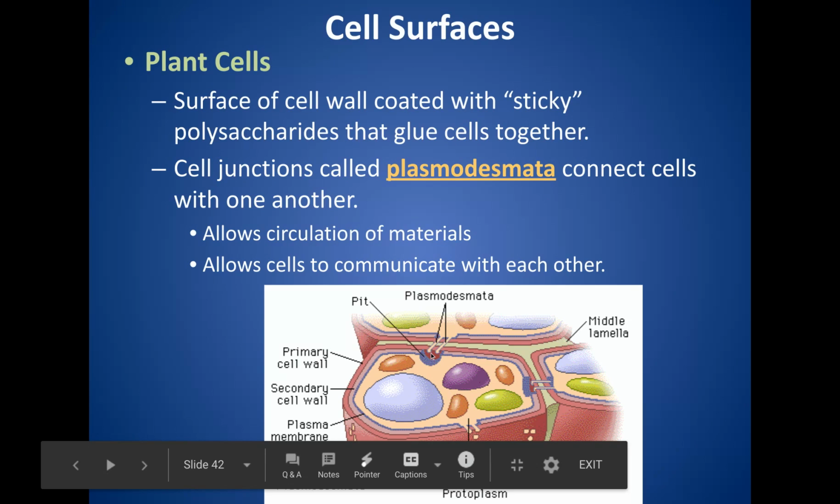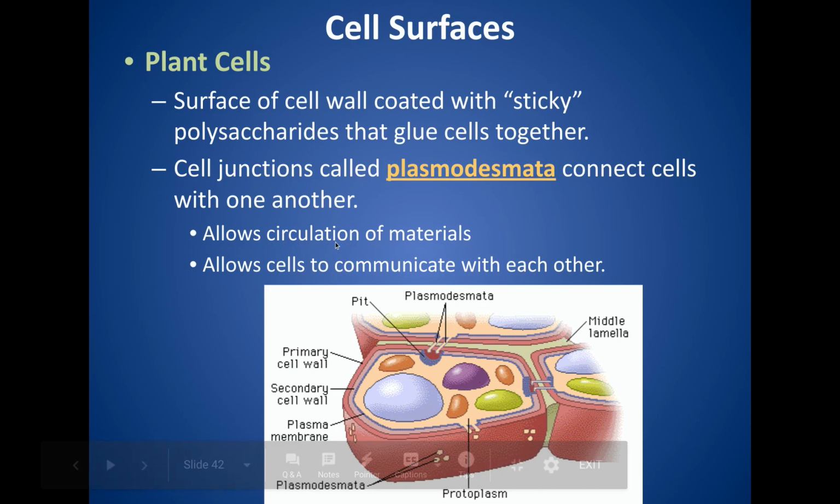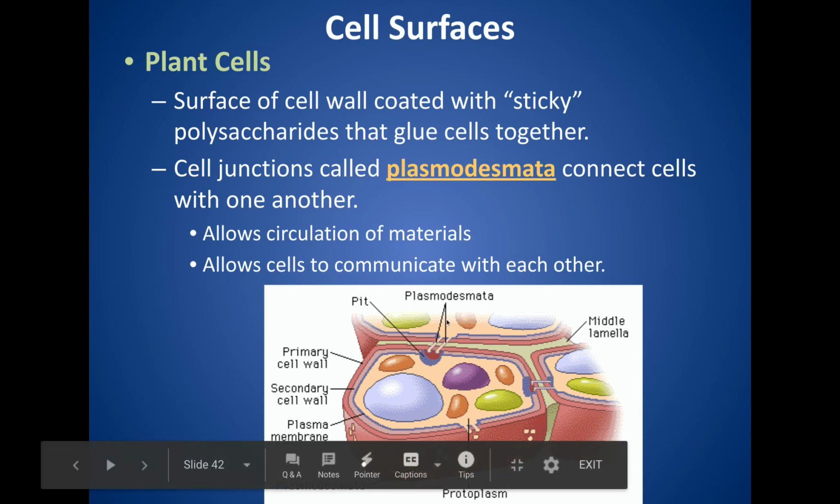And the cell junction of a plant cell is called a plasmodesmatum. Multiple plasmodesmatum are called plasmodesmata. And basically, these are kind of just pipelines from cell to cell. And so this cell here can produce products or any material, protein, whatever, and share it with its adjacent cell. And the same thing goes for over here. So it allows the circulation of materials and also for cells to communicate with one another.